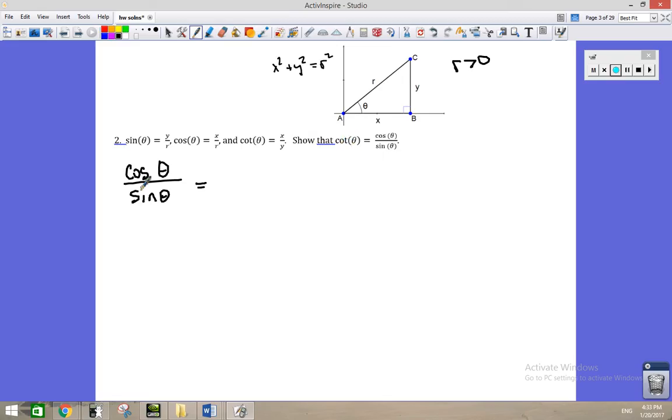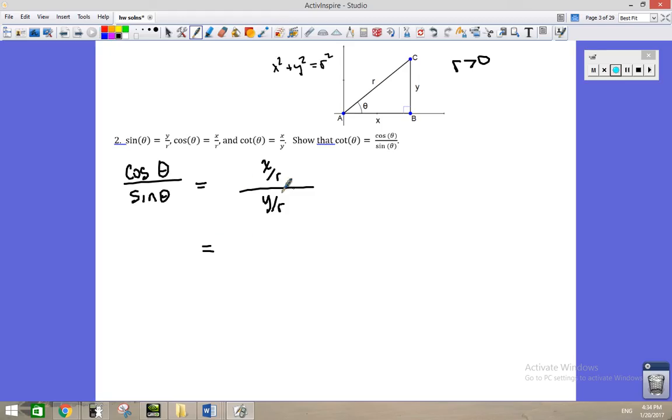So using the definition of cosine of theta, that's why we listed it up here for you, and that's why we put the triangle in there for you as well. Cosine of theta, the adjacent side divided by the hypotenuse, is x over r. The sine of theta is the side opposite to theta, divided by the length of the hypotenuse, which is y over r. So I have a complex fraction, a fraction within a fraction.